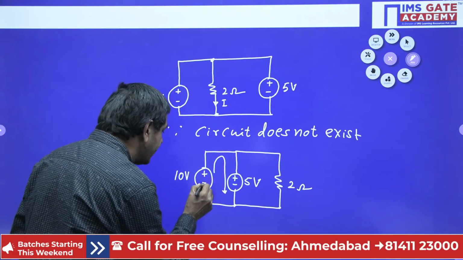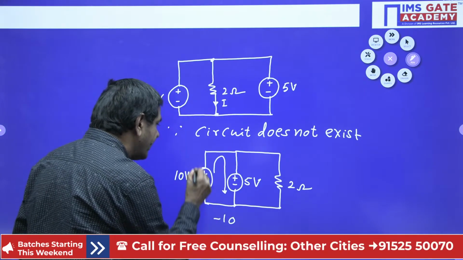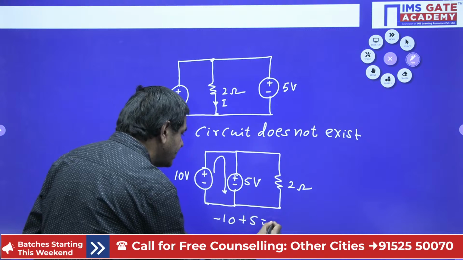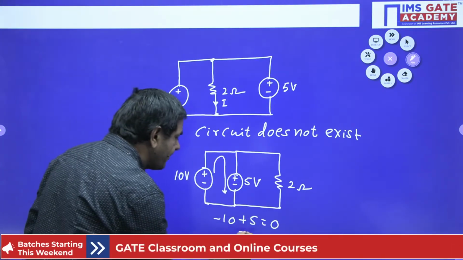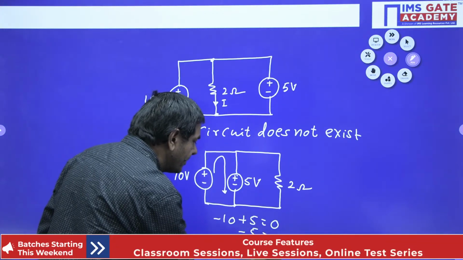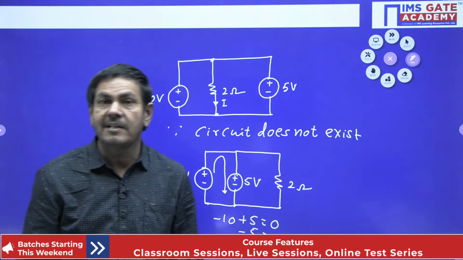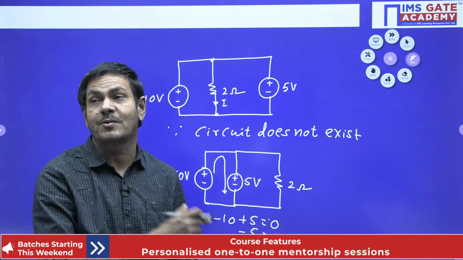When I go this side, minus 10, I will get. When I go this side, plus 5, I can get here now. That equals 0 in this particular loop only. So finally what am I getting here? Minus 5 equal to 0. Can you say minus 5 equals 0? Impossible. Minus 5 will not be 0. That means KVL is violated in this circuit.